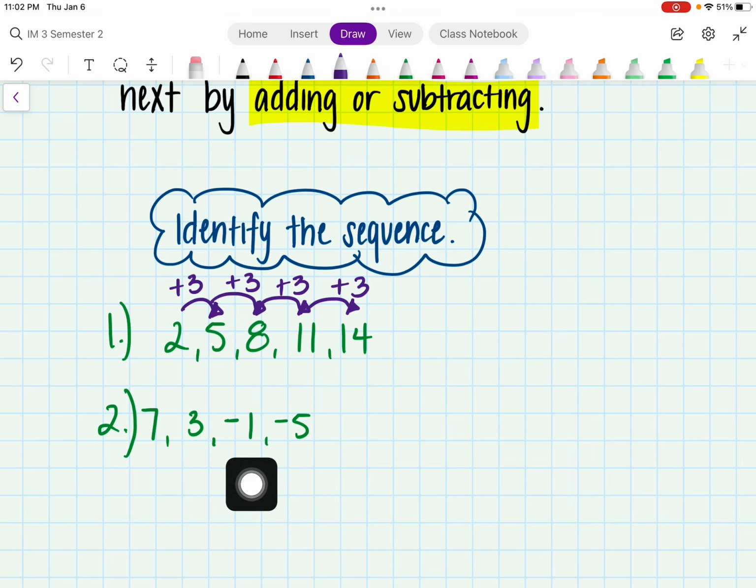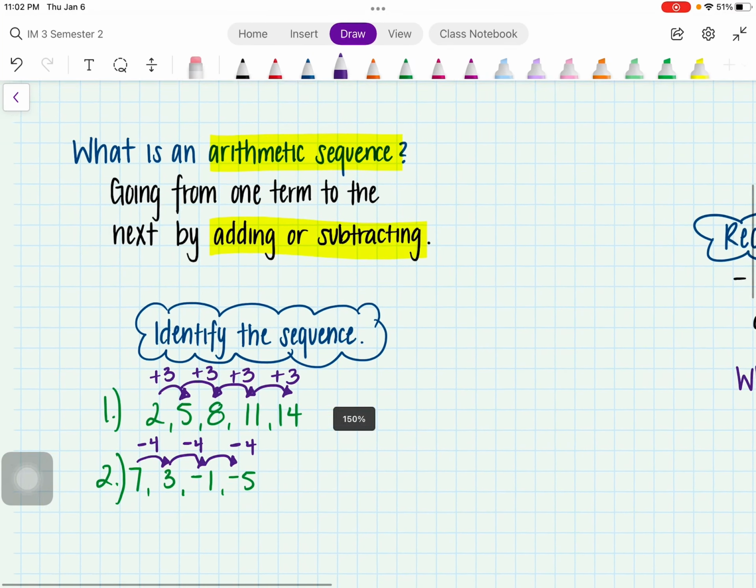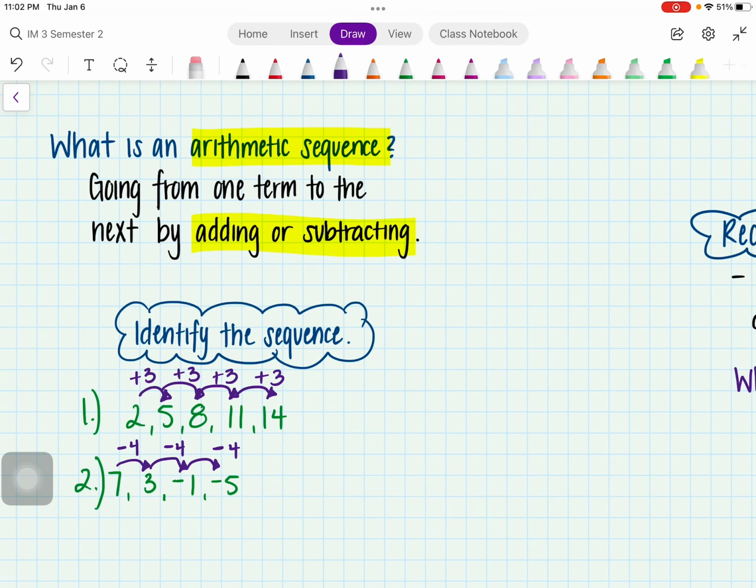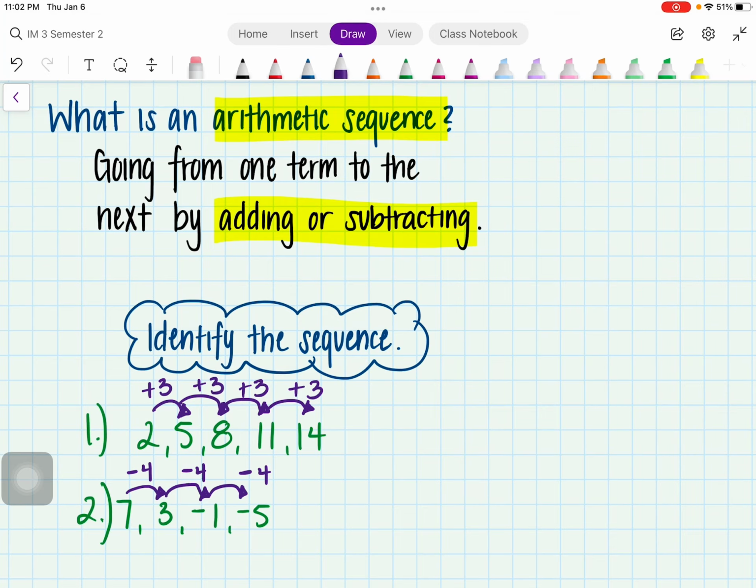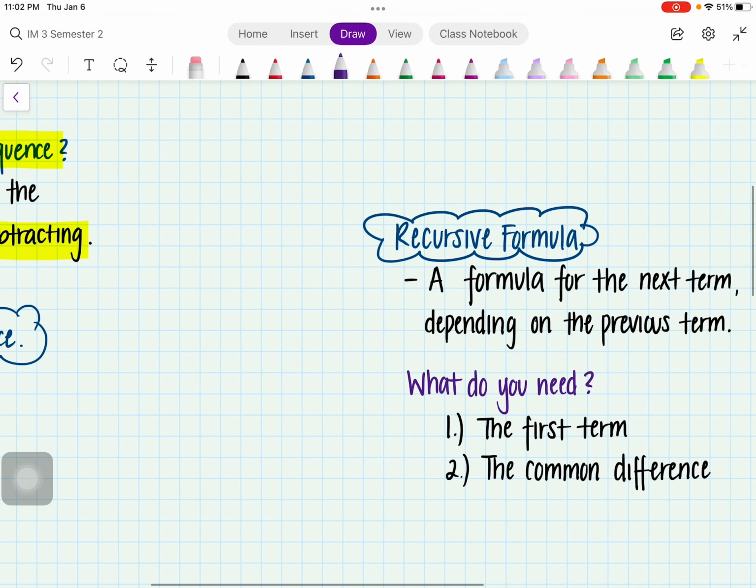If we take a look at the next one, in this case, we have 7, then 3, -1, -5. So once again, it's called the sequence when it's the same pattern repeated over and over. In this case, how do we go from 4 to 7? For 7 to 3, we're actually subtracting 4. And then from 3 to -1 is subtracting 4. And then from -1 to -5 is also subtracting 4, and so on. So that would be considered an arithmetic sequence because we're either adding or subtracting to get from one number to the next.